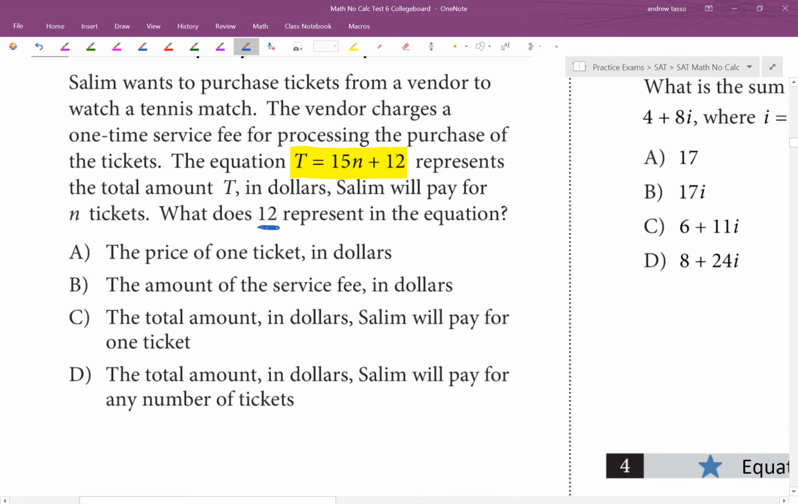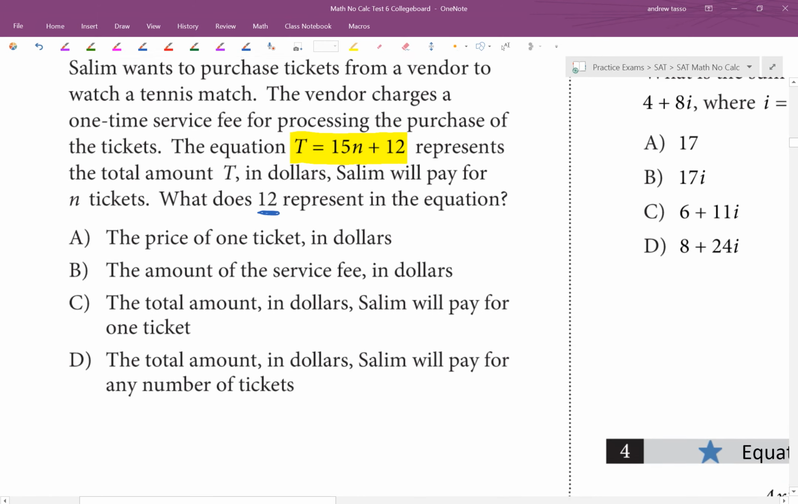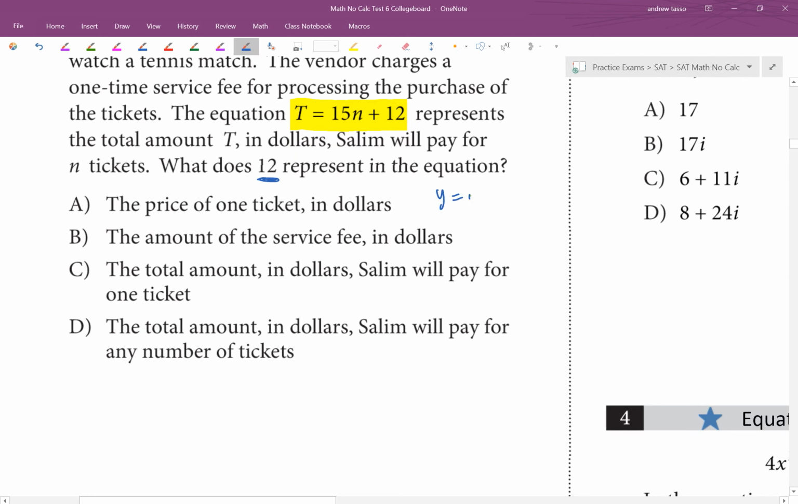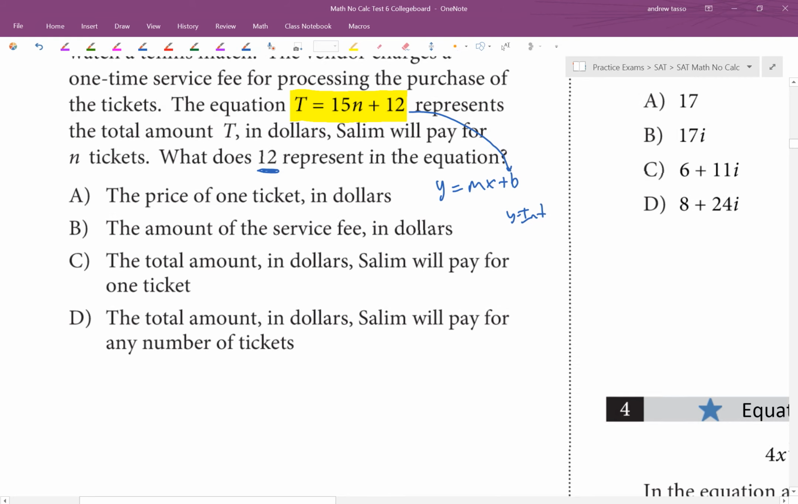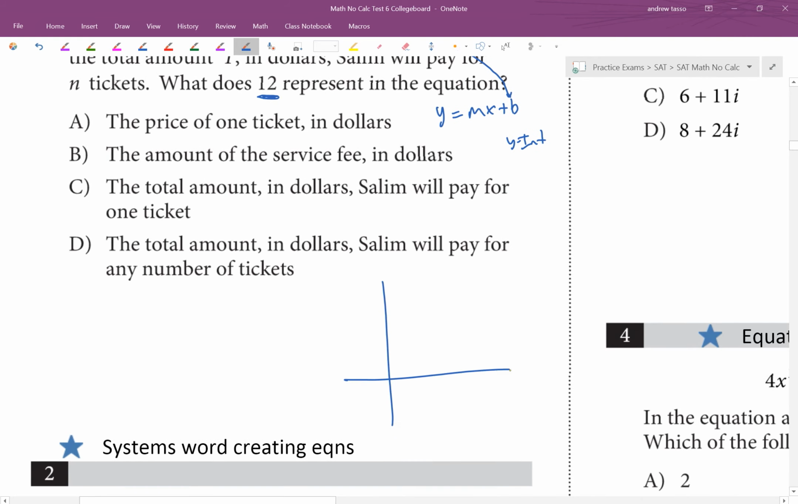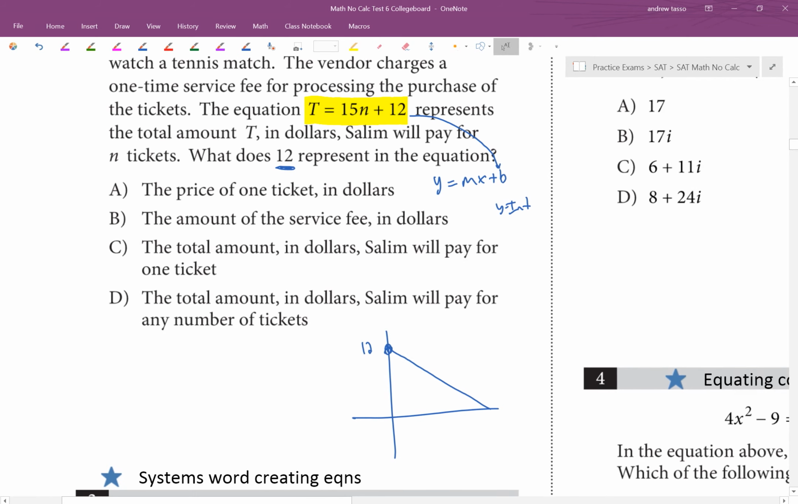So as you can see, this is a linear equation, so it follows the format of y equals mx plus b. So the 12 corresponds with the letter b, which is known as the y-intercept. So on a graph, that would show up as where you're crossing the y-axis. So in particular, that's going to be like a starting point. So anytime you're dealing with the y-intercept, it's a starting point.